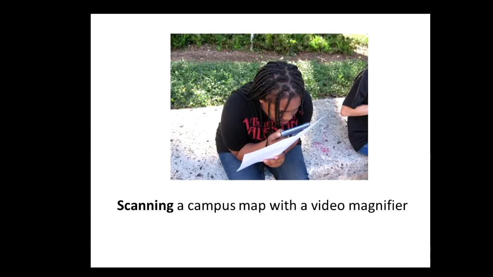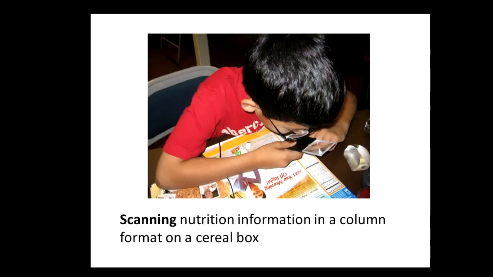Reading a map is difficult when you have really low vision, and it will be particularly important to reinforce the left to right, up to down scanning pattern. This boy is scanning the nutrition information on a cereal box, which is printed in a column format.